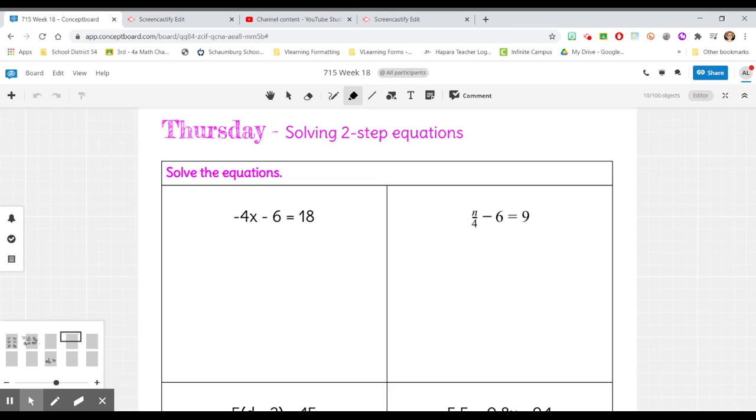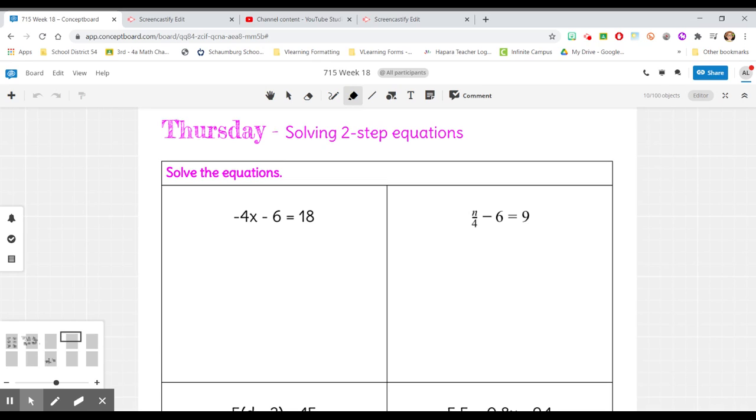Welcome back, 7th graders. This lesson for Thursday is a little step further into solving equations. We're moving from one-step to two-step equations. Every one of the examples you're going to see can be solved using two operations.